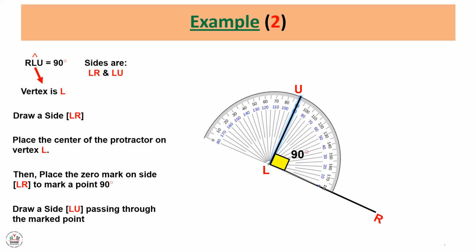This angle ULR or RLU is equal to 90 degree. So this angle is a right angle because it's equal to 90 degree.